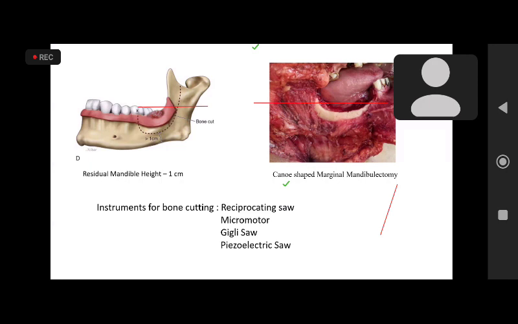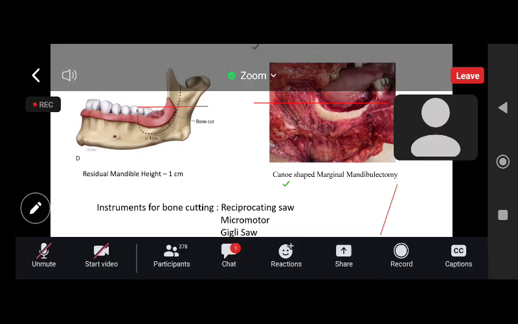Not all institutions will have a saw, so you can use a 1 millimeter fissured burr. You can do what is known as postage stamping, where you mark the marginal mandibulectomy line and make holes along the proposed line using a drill bit, and then join these holes using a fissured burr. But remember, the ideal instrumentation would be a powered saw.